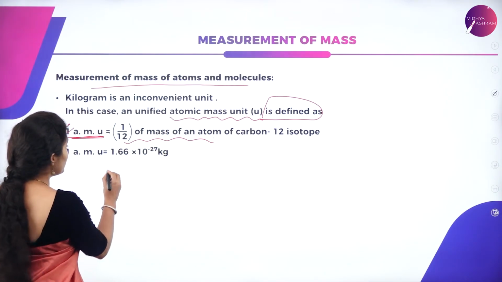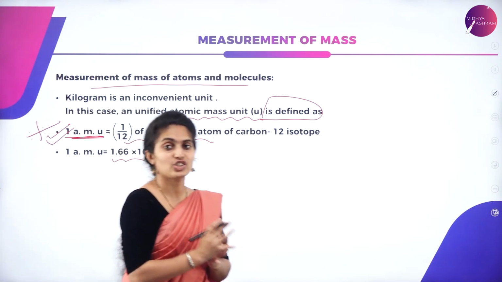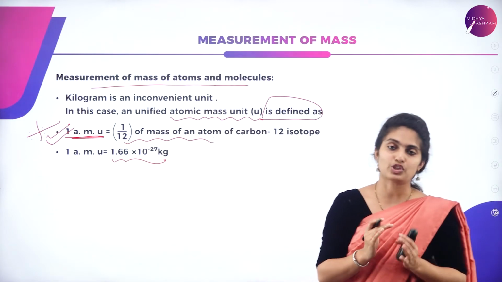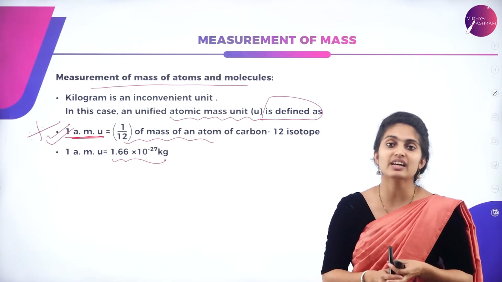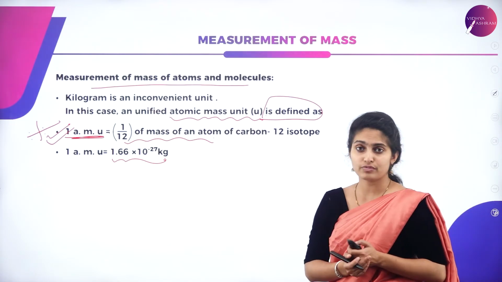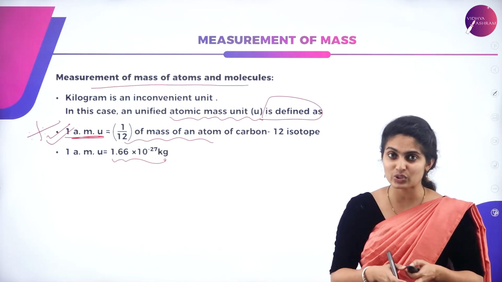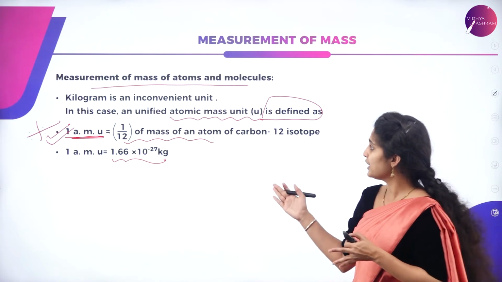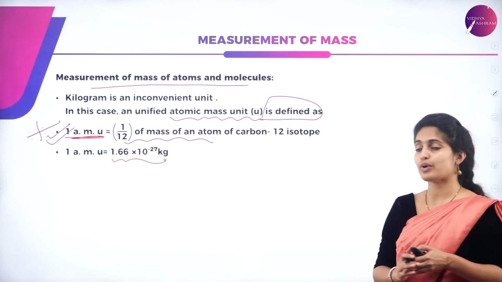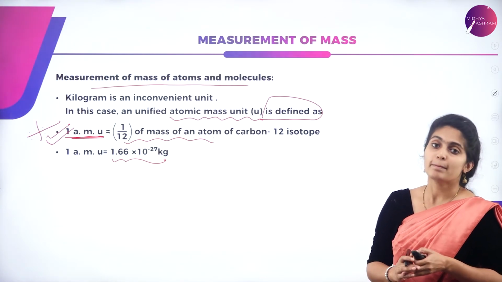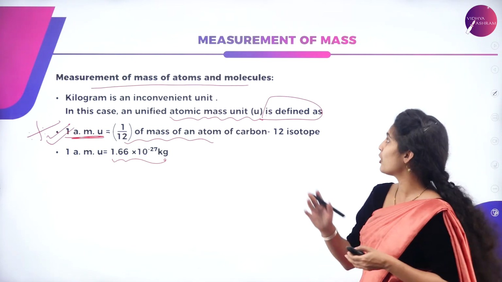And what is that value? It is 1.66 into 10 to the power of minus 27 kg. Kg is the general unit in which you calculate mass, the SI unit. That is all about the measurement of mass, wherein the measurement of smaller objects is done by 1 atomic mass unit, defined as 1 by 12th the mass of an atom of the carbon 12 isotope, whose value is 1.66 into 10 to the power of minus 27 kg.